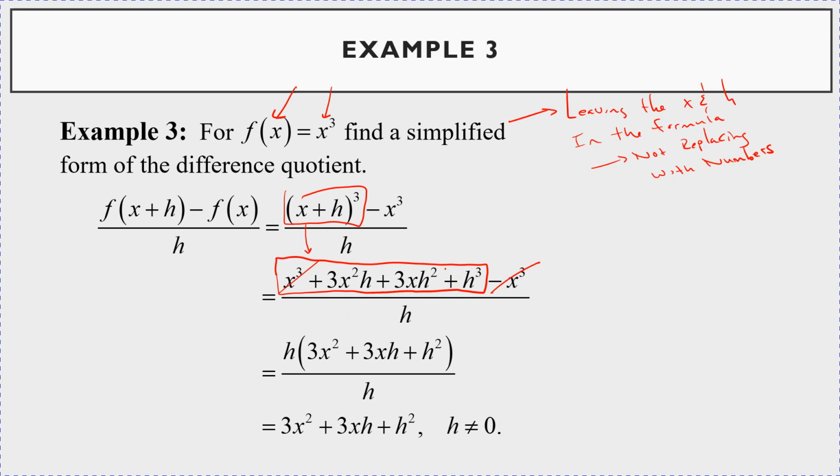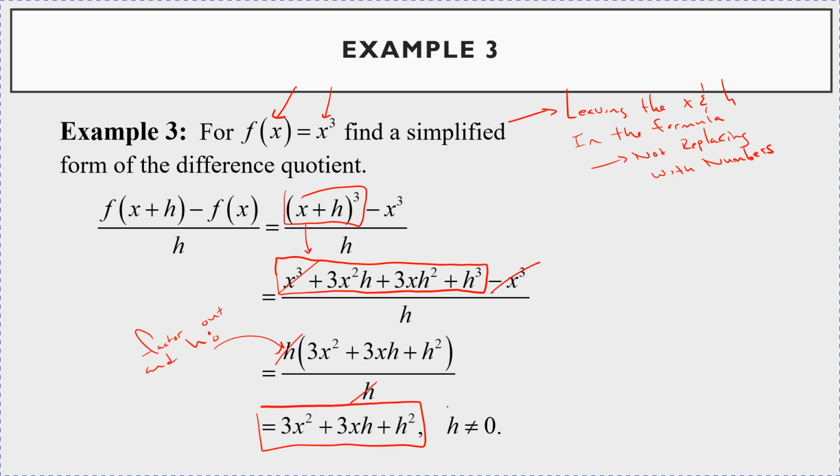Well, this you can factor out an h. That's where this comes in here. And then what you're going to notice, which is even better, is don't forget you have this h in the denominator, and it cancels right out. And this is the simplified difference quotient.